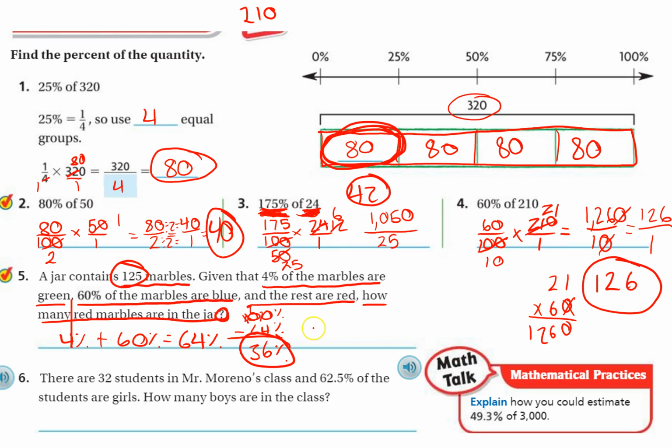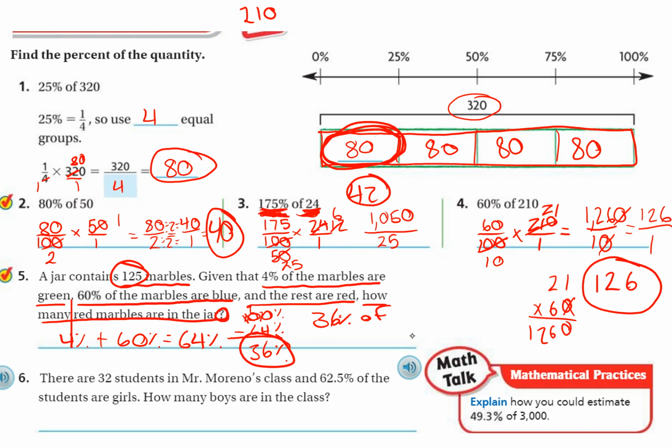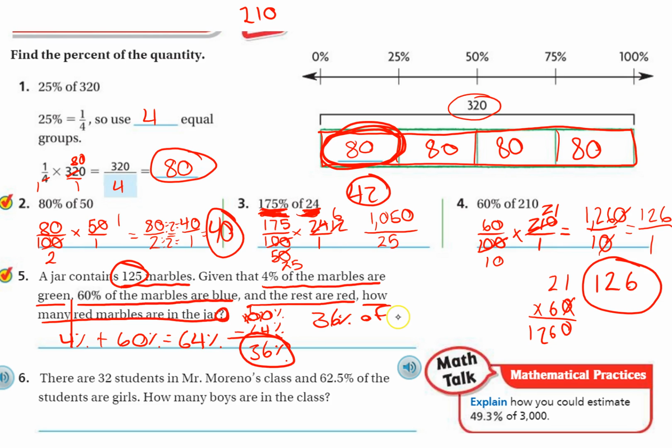Well, that's what we've been doing this whole time, right? 36% of, sorry about that, of 125. Oh my goodness. I can already tell it's going to mess me up again.